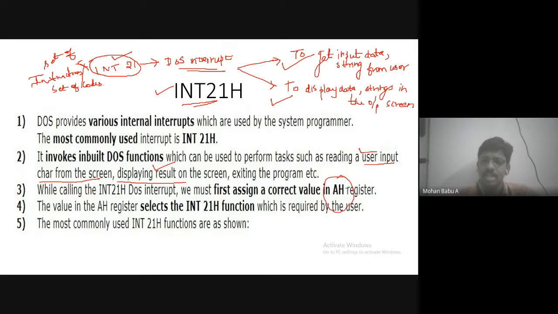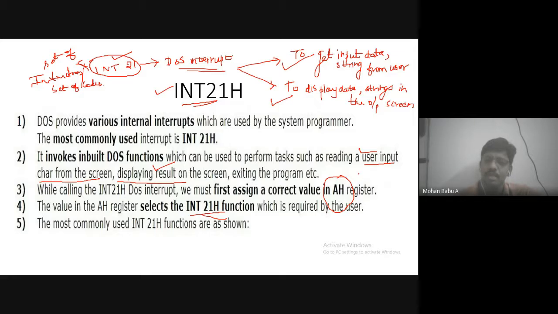We use the AH register to accept the values. I will tell you the values assigned to AH. Based upon the value assigned to the AH register, INT 21 performs different functions. If you assign 01 as input, it will accept a single value from the user side.